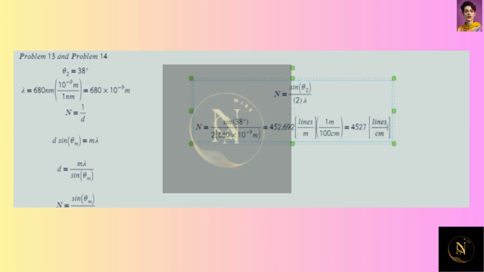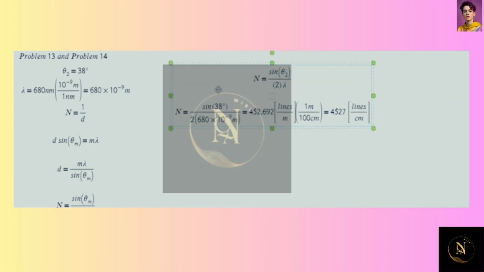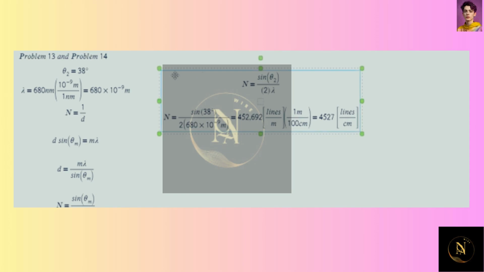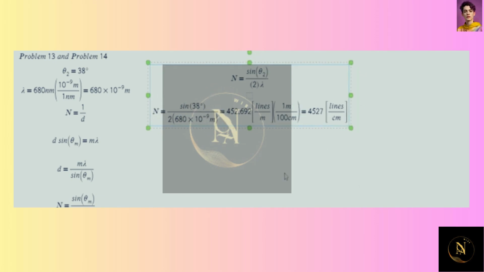Now this is a rate, number of lines per centimeter. So now we could answer question number 14. Question 14 says if half of the lines of the grating breaks off, what's going to happen in the diffraction pattern, in an interference pattern?